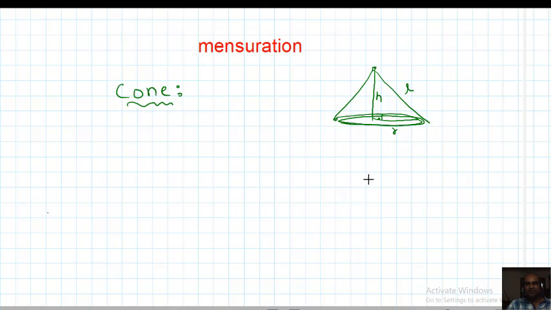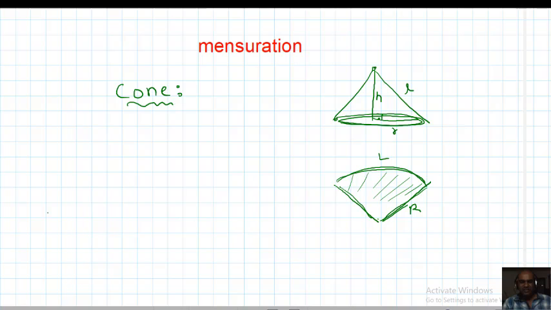First of all, using a sector, this is a paper in the shape of a sector, whose radius is capital R and the length of this arc is capital L. If you fold this along, so that this radius coincides with this radius, it will form a cone. I will show you.